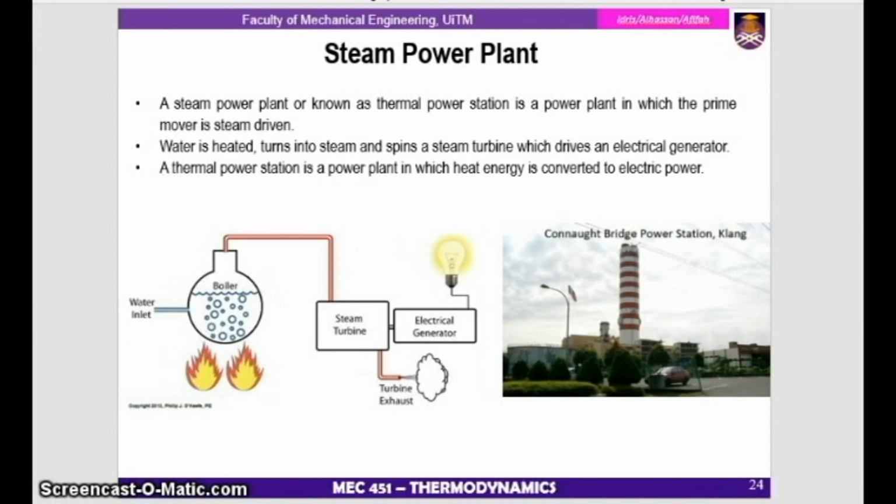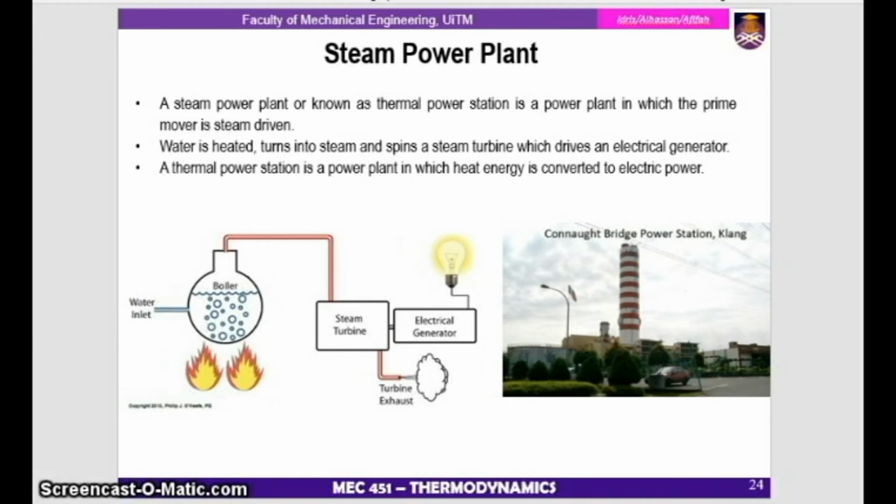Steam power plant, also known as a thermal power station, is a power plant in which the prime mover is steam driven. Actually, this steam power plant is based on water. That is, water is heated, turned into steam, and spins a steam turbine which drives an electrical generator. A thermal power station is a power plant in which heat energy is converted to electrical power.